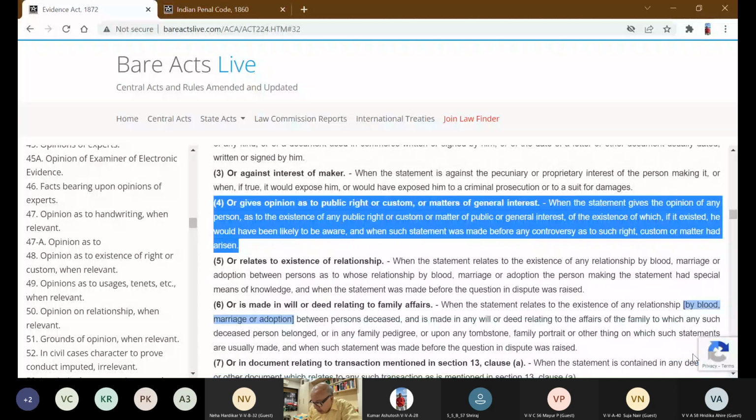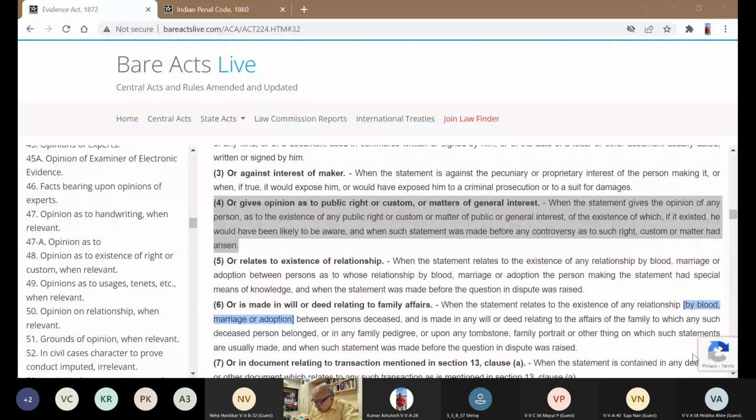and even 48 recognizes it. Opinion as to the existence of a right or custom when relevant. When the court has to form an opinion as to the existence of any general custom or right, the opinion of persons likely to know of its existence is relevant. Explanation: the expression general custom or right includes customs or rights common to any considerable class of persons. So Section 13 applies to all customs, general, public, private and so on, and 32(4) also applies with regard to custom. So you should know these various sections. Okay, come to 49. Opinion as to usages, tenets when relevant.